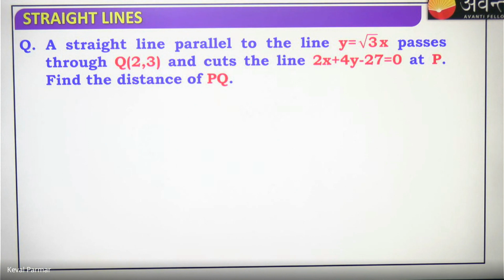It is saying that the line is parallel to the line, right? So we know something about that. If a line is parallel to some other line, what is meant by that? That means their slopes will be equal. So start from there, guys.